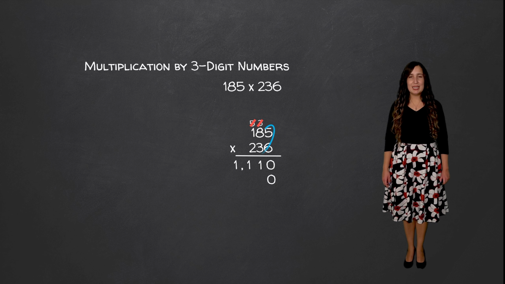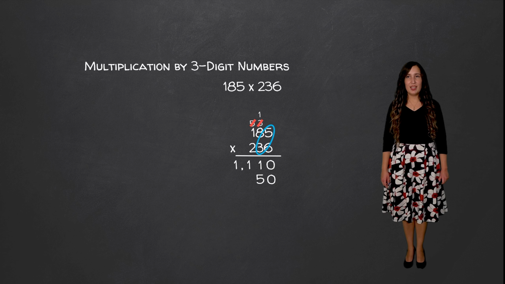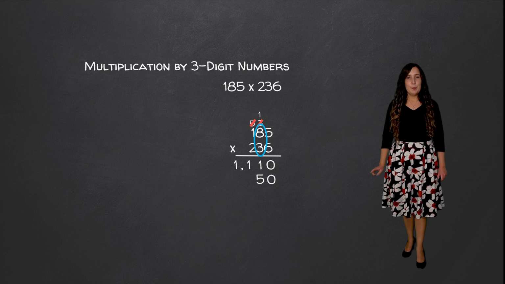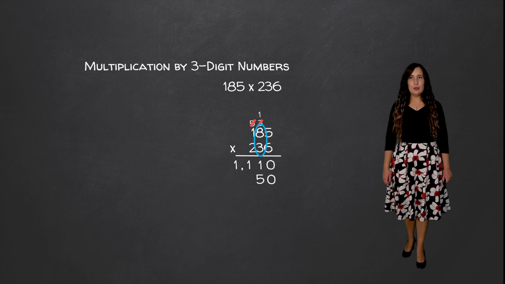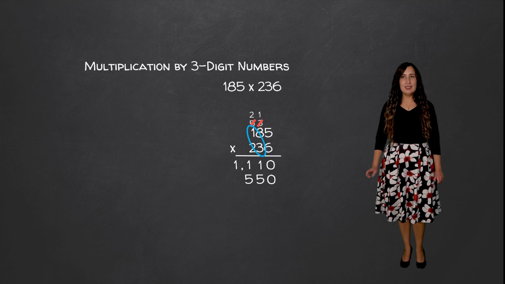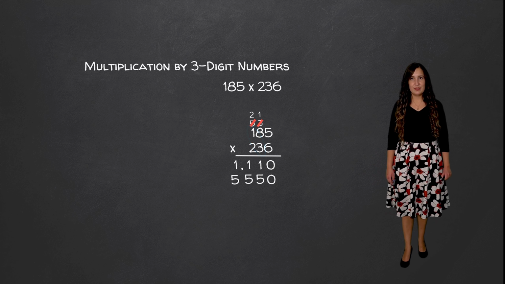So 3 times 5 is equal to 15. Write down our 5, carry over our 1. 3 times 8 is equal to 24, and then add the 1 that we carried over, so we get 25. And then 3 times 1 is equal to 3, plus the 2 we carried over, giving us 5.